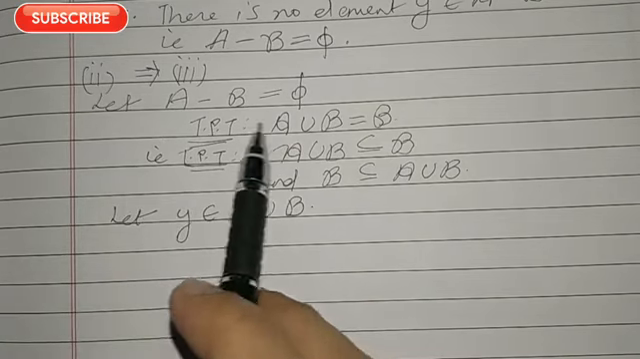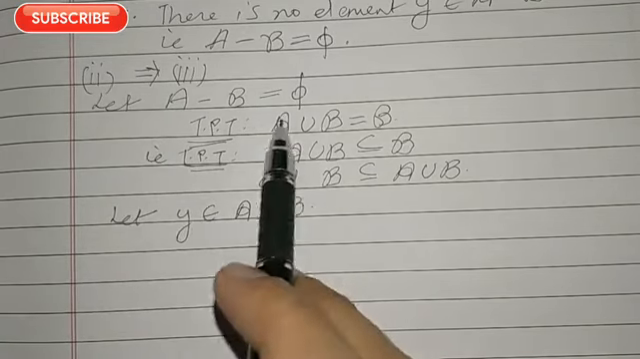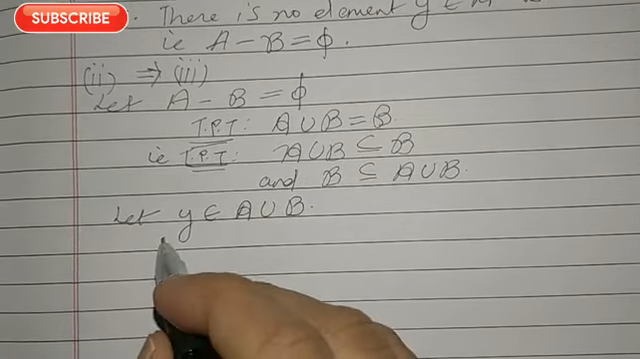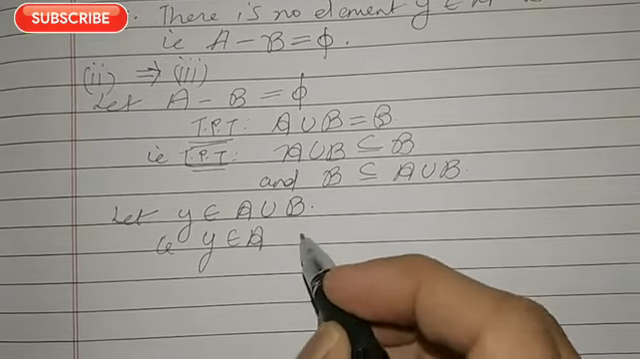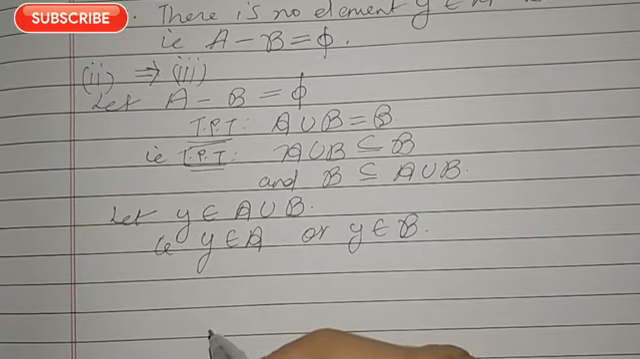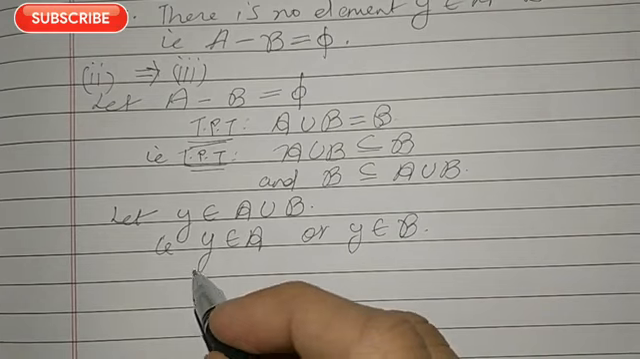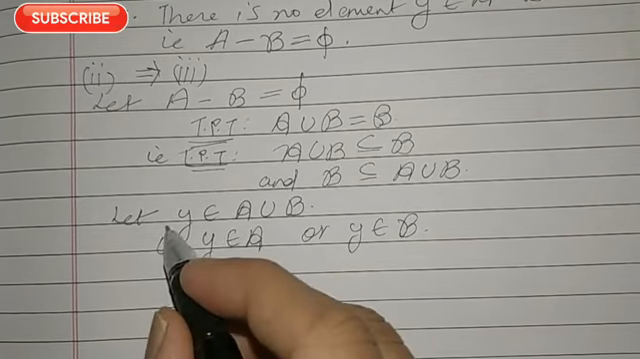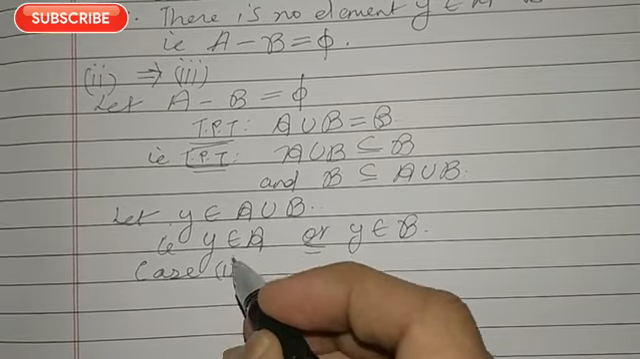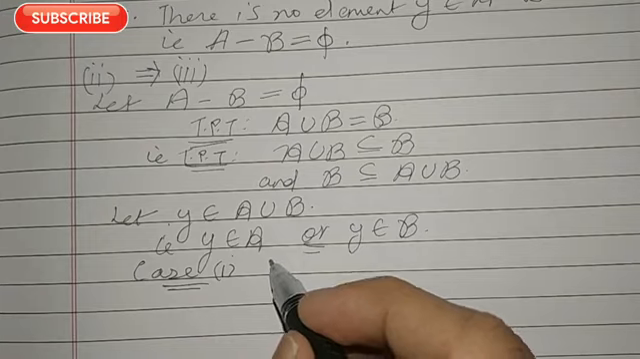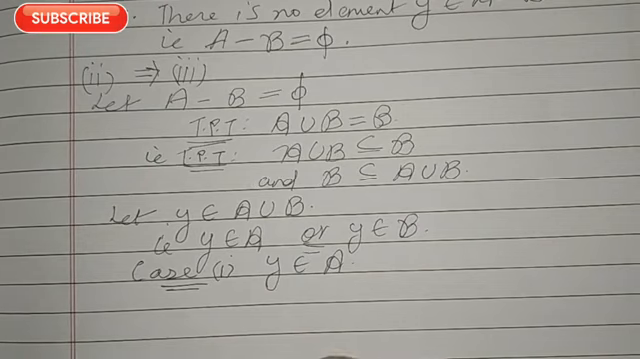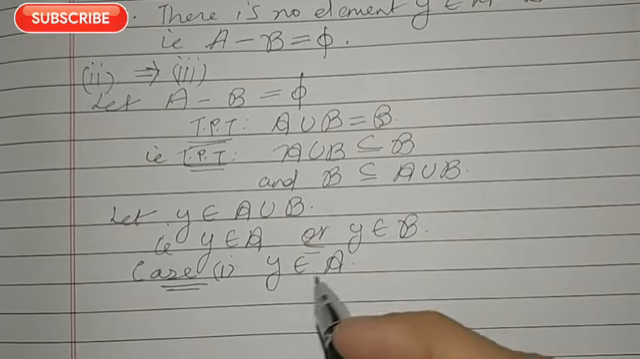See, remember this is given to us: A minus B is the empty set. Now y belongs to A union B means what? That is, y belongs to A or y belongs to B, right? Now see this. You consider cases, because there is an "or" here. When there is an "or", you consider cases. So case 1 is y belongs to A, that is the first case you consider.